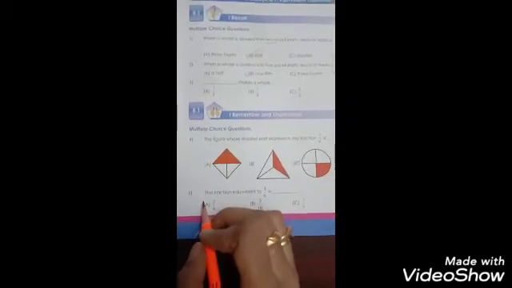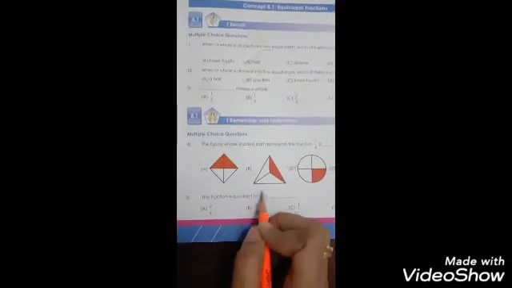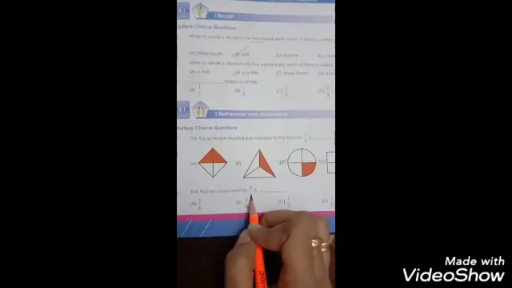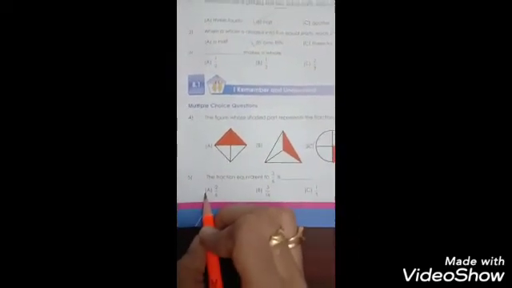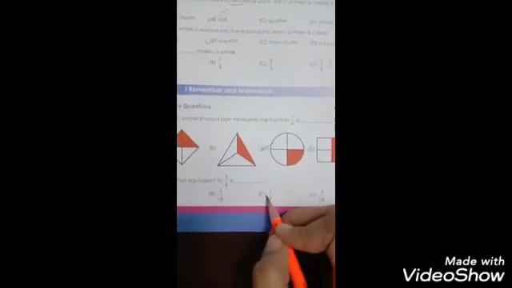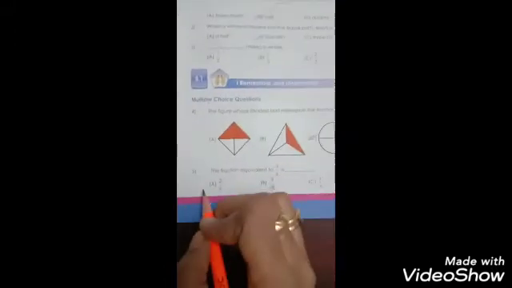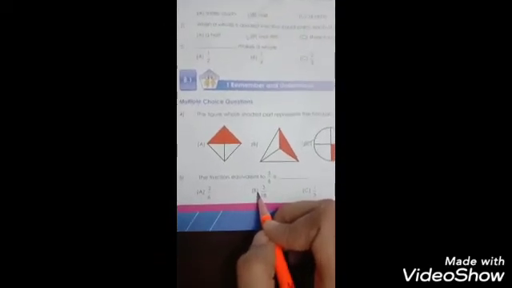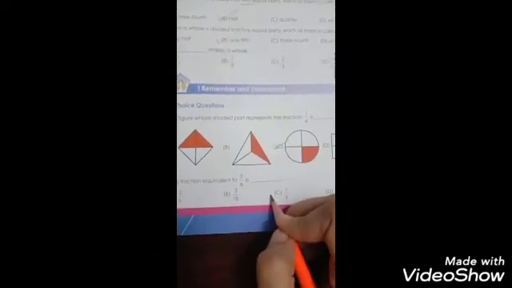Come to 5. The fraction equivalent to 3 by 6 is dash. Which fraction is equivalent to 3 by 6? 4 options are given: A is 2 by 6, B is 3 by 18, C is 1 by 3, D is 9 by 18. Now children, is 2 by 6 equivalent to 3 by 6? No. Number B, 3 by 18? This is also no. Number C, 1 by 3? No.